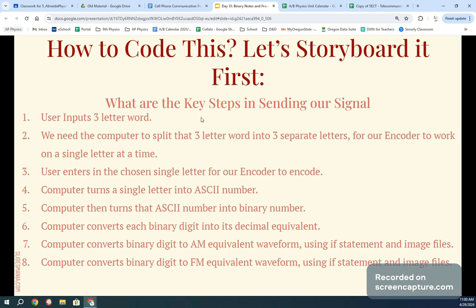So the key steps that we're looking at, we want to be able to input a 3-letter word. Again, we're trying to keep the signal somewhat short. We don't want to be having you guys out there for hours and hours and hours sending a signal, right? So we want to keep it short. So all we're going to give you are 3-letter words. But we need the computer to split the 3-letter word into 3 separate letters so that we have a way to encode and decode each letter separately.